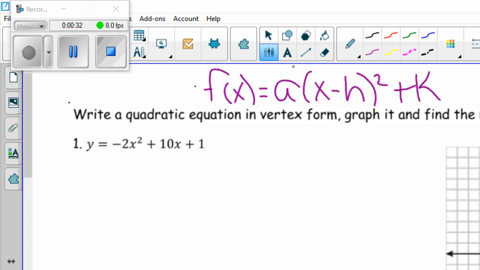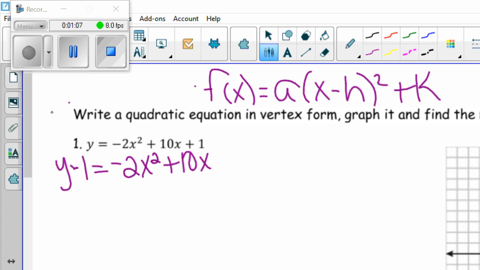In order for it to look like that, we have to have a perfect square trinomial in order to factor. I notice I have negative 2x squared plus 10x plus 1. It is not a perfect square trinomial, and they don't have anything in common that I can take out. So I know that I need to complete the square, so I need to move my 1 to the other side. So I'm going to have y minus 1 equals negative 2x squared plus 10x. Whenever we complete the square, we don't ever want to complete the square when there's a number in front of x squared other than 1.